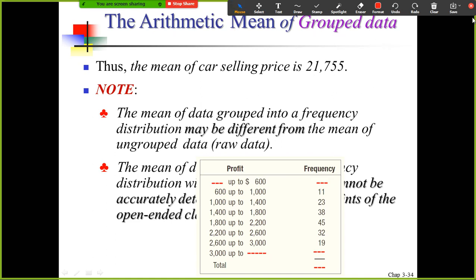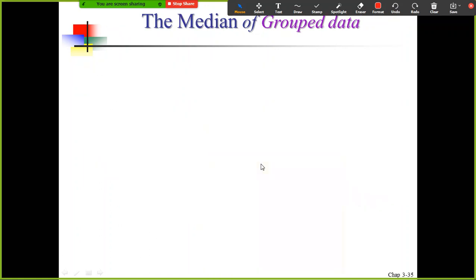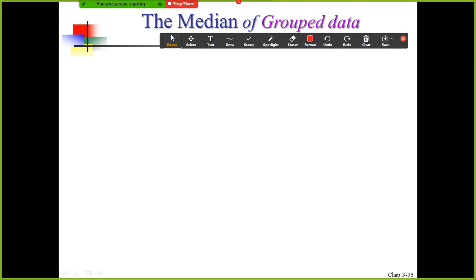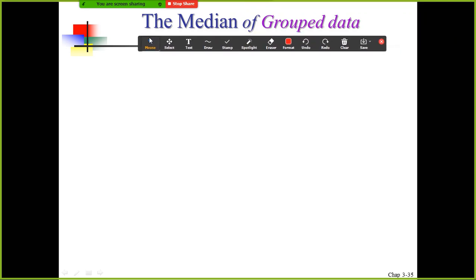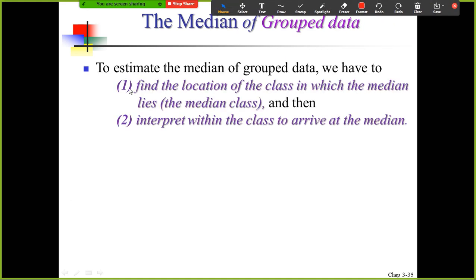Because we cannot find the mean accurately if we have open classes, the mean cannot be used. If the mean cannot be used, we need to use the median. Median for grouped data. To estimate the median of a grouped data set, we have two.